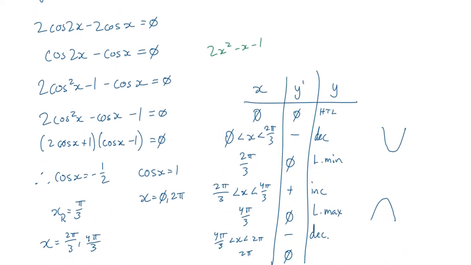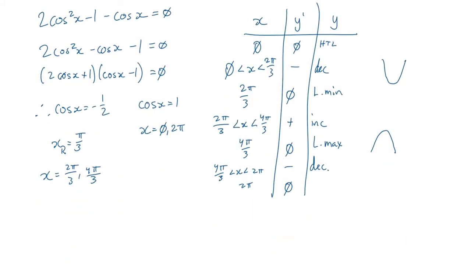We didn't have to find the points in this case, just critical values. They were 0, 2π/3, 4π/3, and 2π, and we classified them. Whoops, except I forgot this one. And we classified them as local max, local min, or in some cases, all we know is it's a horizontal tangent line.